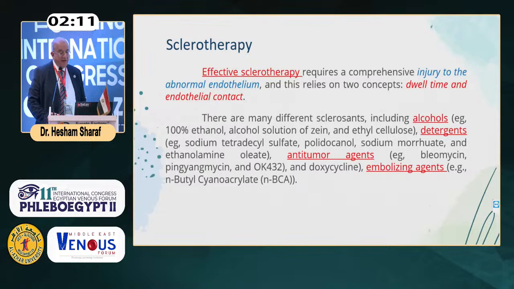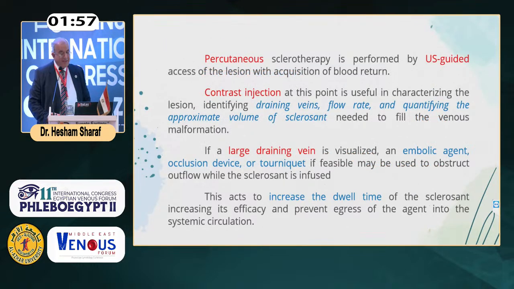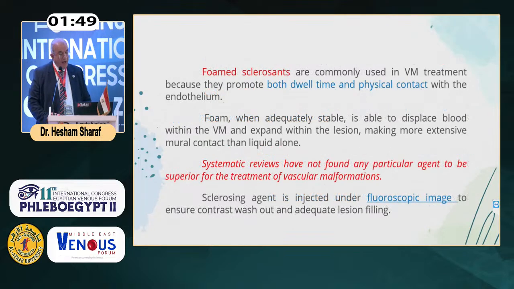Sclerotherapy is the effective treatment and requires comprehensive injury to the abnormal endothelium. This relies on 2 concepts: dwell time and endothelial contact. The type of sclerotherapy, percutaneous sclerotherapy, is performed under ultrasound guidance with contrast injection to the large visualized draining vein. Foamed sclerosing agents are commonly used in venous malformation treatment. Foam, when adequately stable, is able to displace blood within the venous malformation and expand within the region, making more extensive mural contact than a liquid alone.